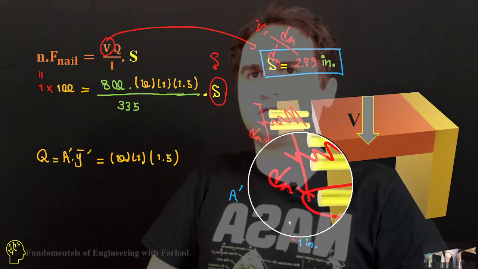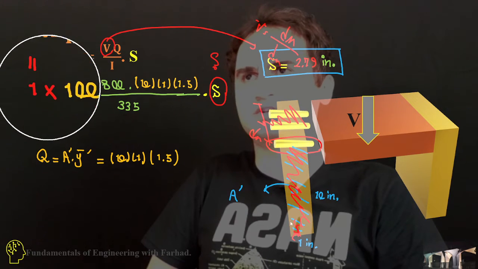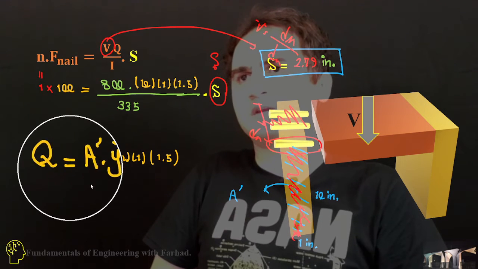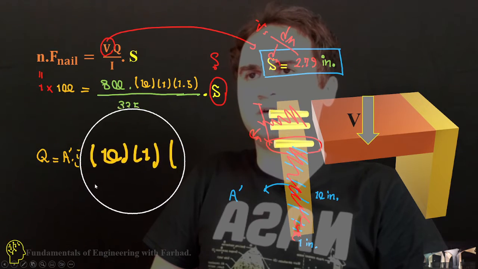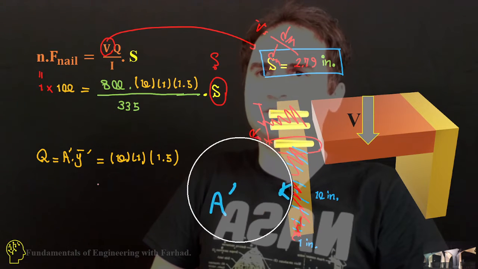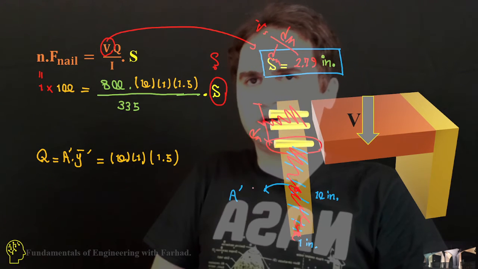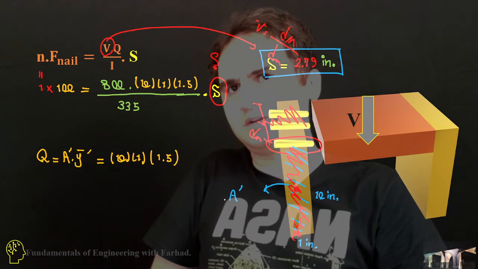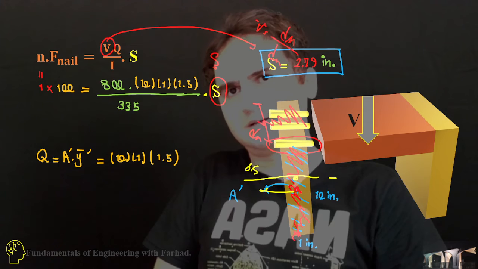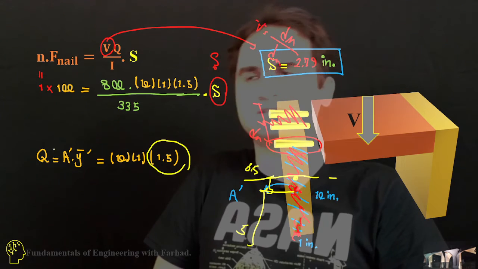We just need one of the nails. So that's the number of one. Q also is A prime times y bar prime, where A prime is 10 times 1, which is the area of the blue dashed area. Y bar prime is 1.5, the distance from the centroid of this part to the centroid of the entire system, which was something like 6.5, and this is 5. So a distance of 1.5 is the distance of these two centroids.